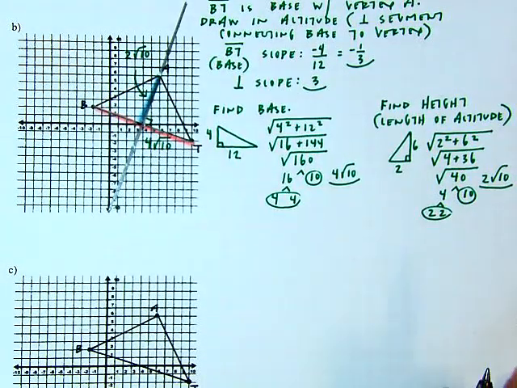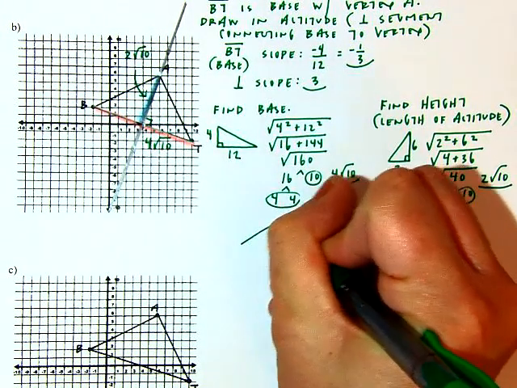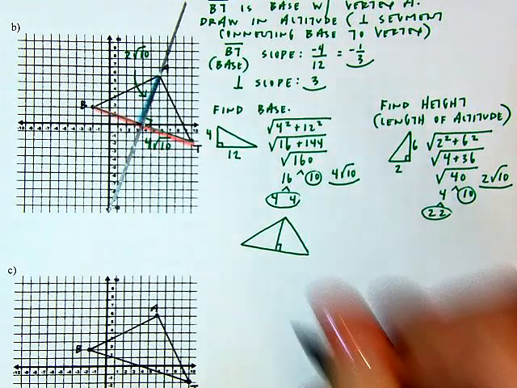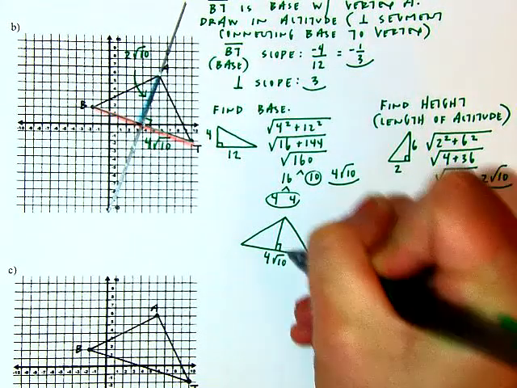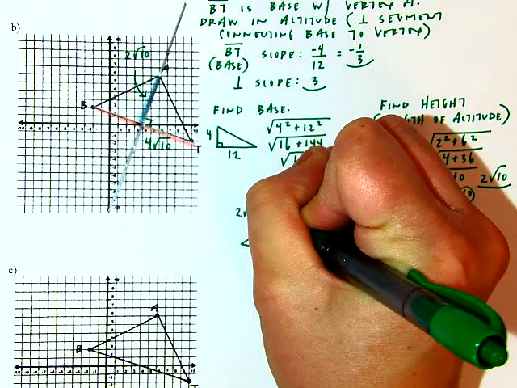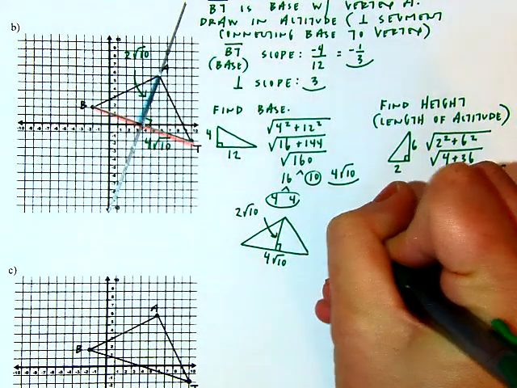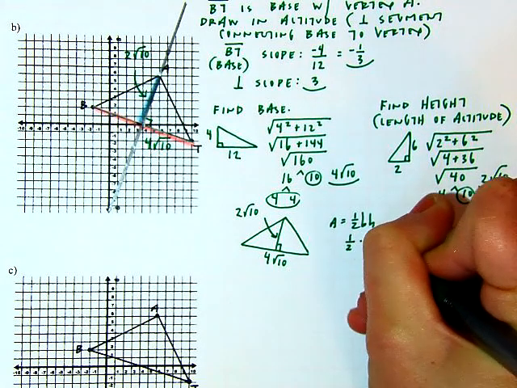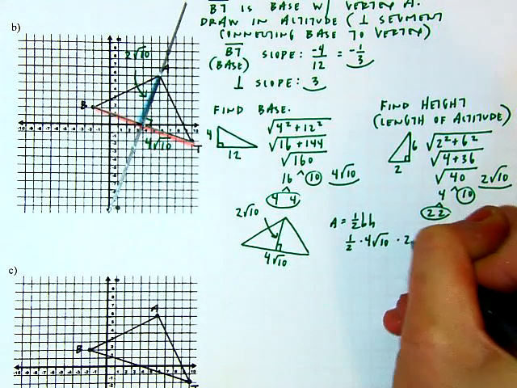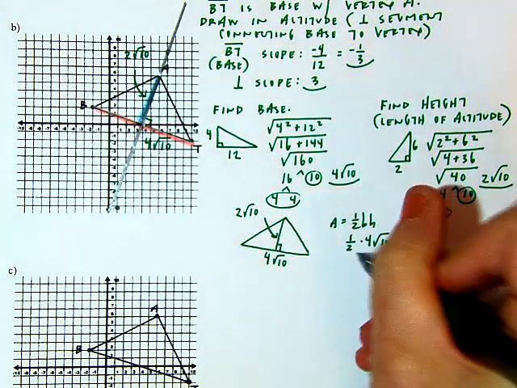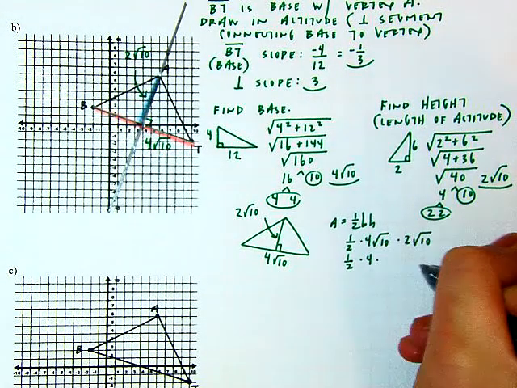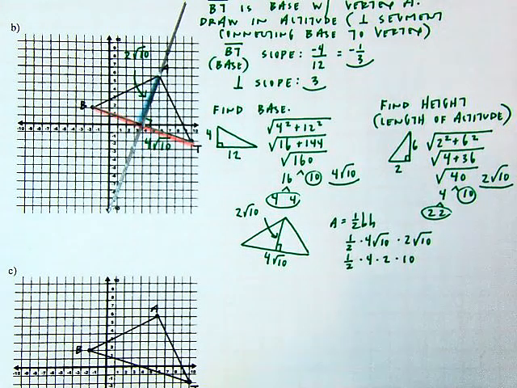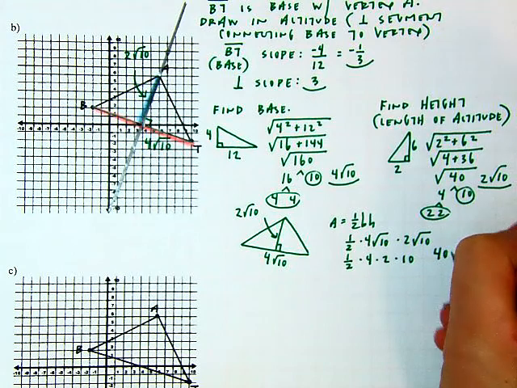So now again, I'm just going to visualize my triangle off to the side like this. I'm going to draw in that altitude right there and label that this is 4 root 10. And here is 2 root 10. So I know that my area is half the base times the height. So half of 4 root 10 times 2 root 10. Which again is like saying half of 4 times 2 times 10. So half of 4 is 2, times 2 is 4, times 10, and we are back to 40 square units.